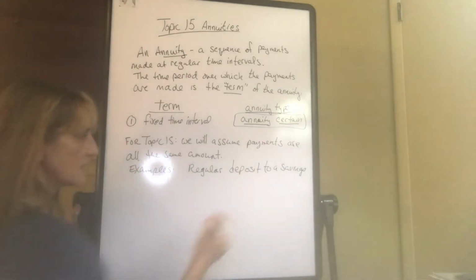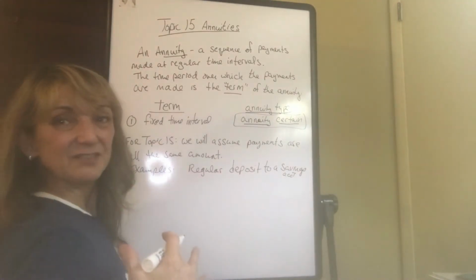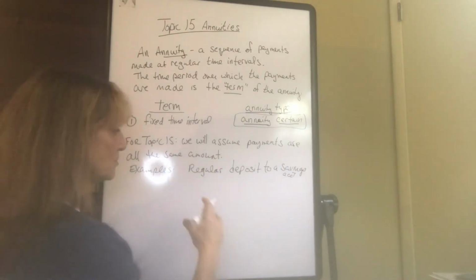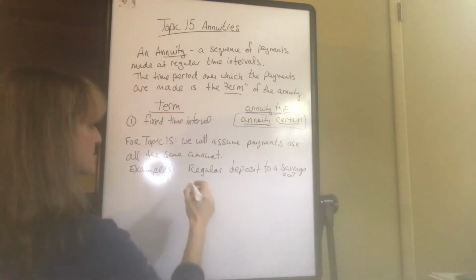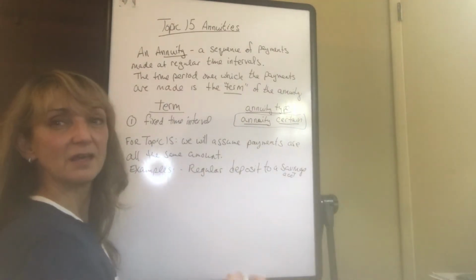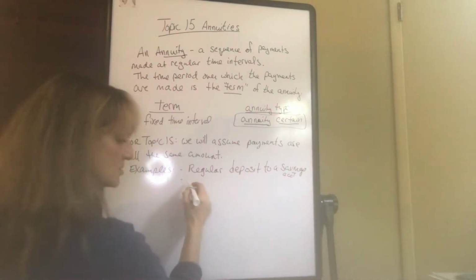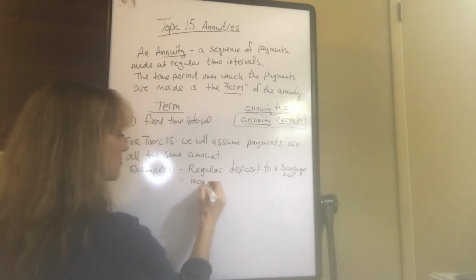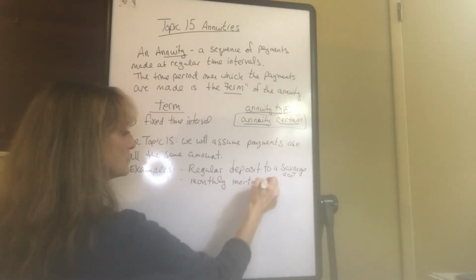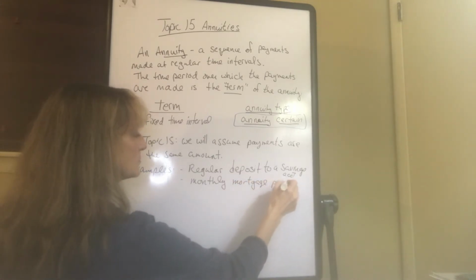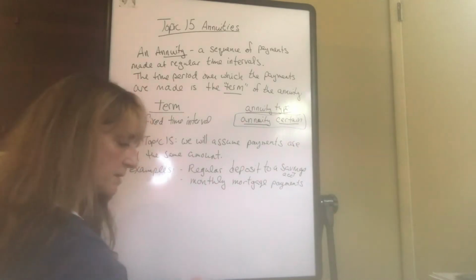Okay, so regular deposits to a savings account. The essence of an annuity, the real definition, is regular deposits to a savings account. Another example would be monthly mortgage payments. It doesn't necessarily have to be money that you're saving. It can be money that you're paying to somebody else. So monthly mortgage payments would be a type of annuity, or monthly insurance payments, something like that.